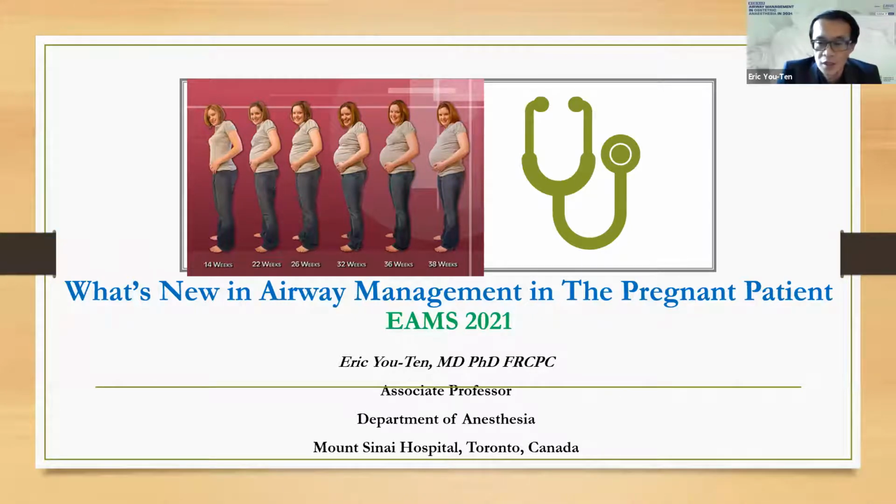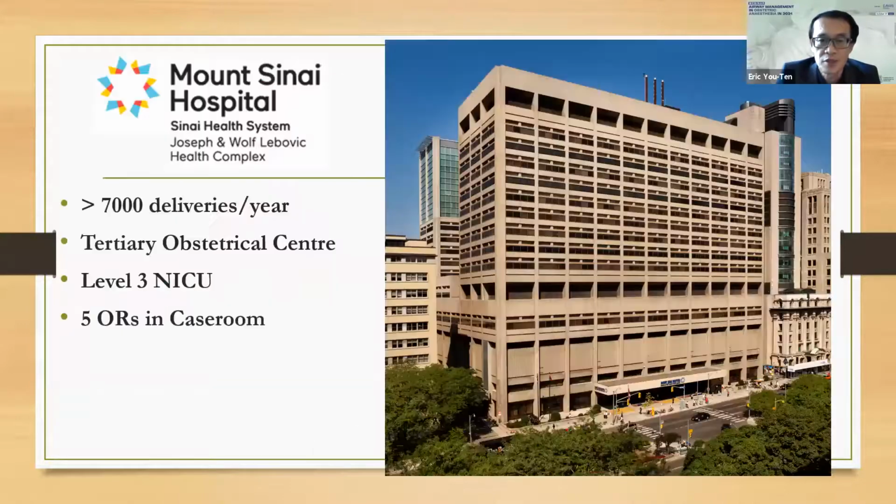So what I would do now is introduce you to our hospital, which is similar to what Mary mentioned. We have about 7,000 deliveries. It is a tertiary obstetrical center, the largest one in Canada. It has a level 3 NICU, neonatal intensive care unit, with 5 operating rooms dedicated to the obstetrical patients in the case room.